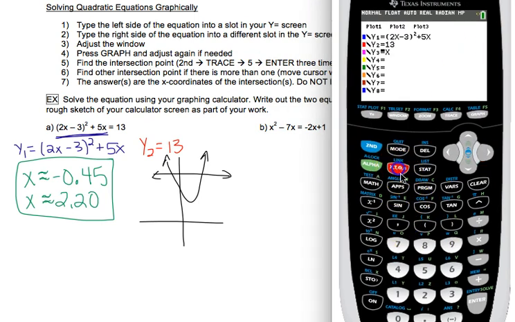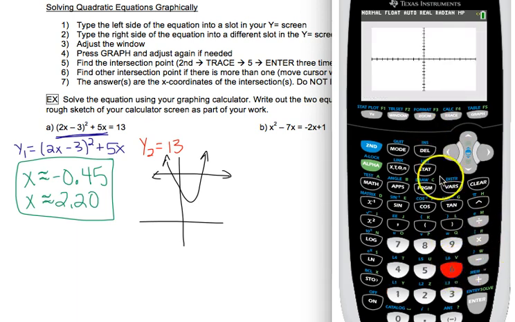So I'm going to do x squared minus 7x here. That's my left side. And then I've got negative 2x plus 1 for my right side. This has a y-intercept of 0, y-intercept of 1. So I would think that a standard window would be okay. So I'm going to zoom 6 and see what I can see. So I could be wrong. I can see it, but just barely.